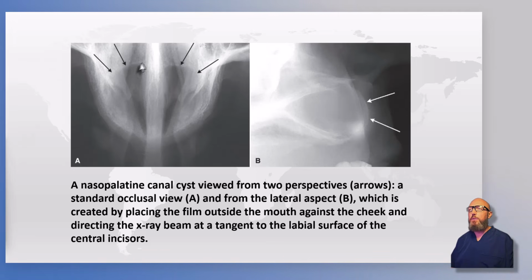Your standard occlusal view, look at the well-defined smooth borders. And then this lateral view is taken by placing the receptor outside the mouth against the cheek and directing the beam tangentially across the surface. And so 2 different angles give you a different story, but in some cases it is one of the most useful things you can do to localize a lesion.